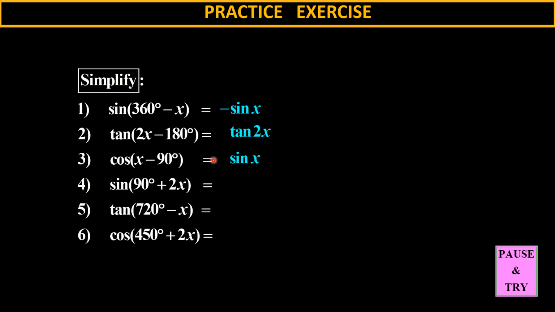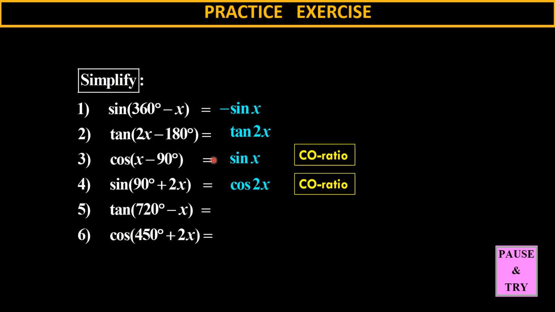Here's another 90. 90 plus x or 90 plus 2x gives me a positive answer. So the answer is definitely going to be positive, and positive cosine of 2x. Tan of 720 minus x, you see that answer is going to be a negative answer. Okay, and that gives me a negative tangent of x.